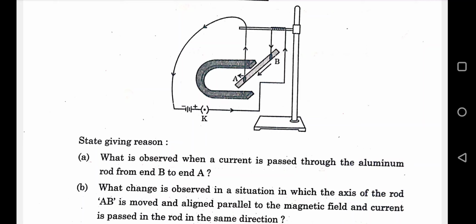So by using Fleming's left hand rule, we can easily state that the force will be into the plane, that is towards the south of the magnetic pole. So the AB rod will move towards the south of the magnetic pole.